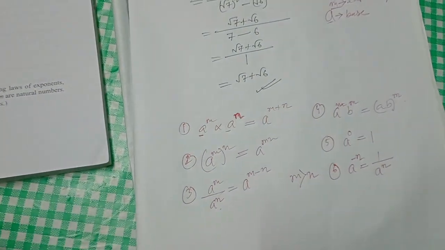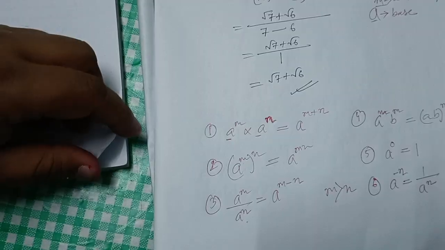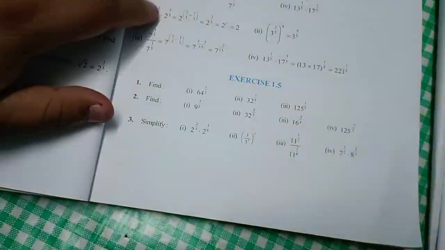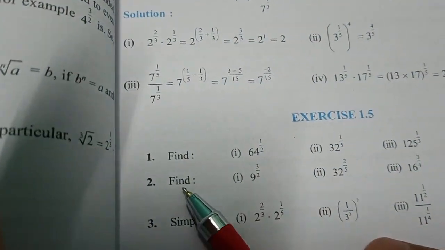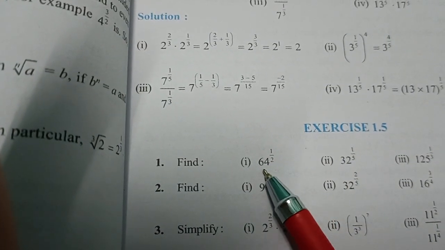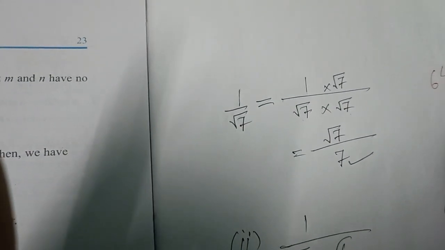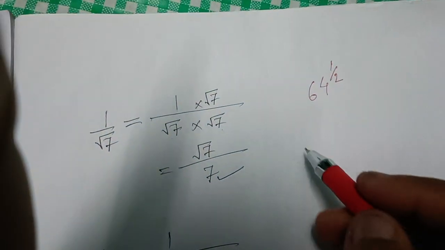Exercise problem 1.5. I'll show only one problem. In exercise 1.5, find 64 to the power 1 by 2. You have to find out the value of this. Now how do we do this? How to find out this value?